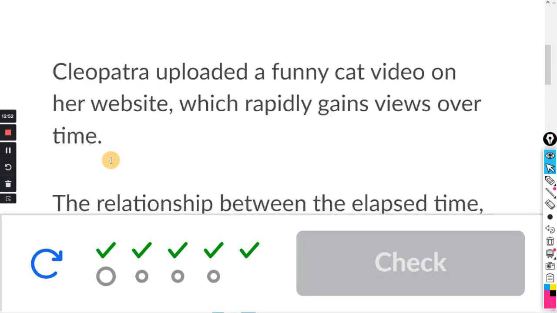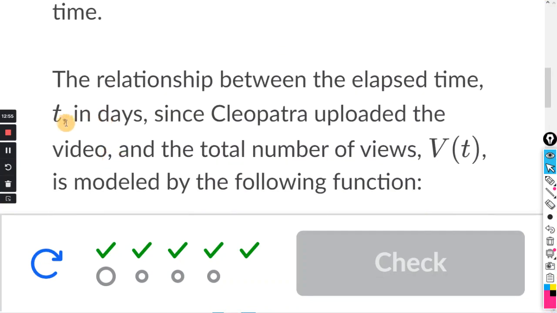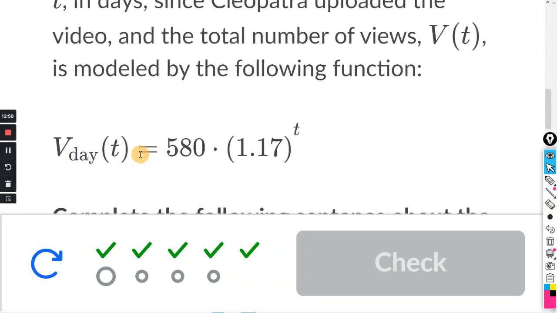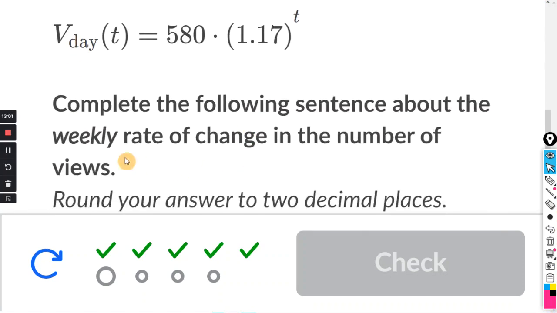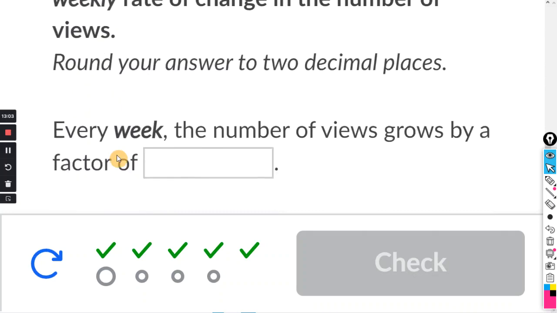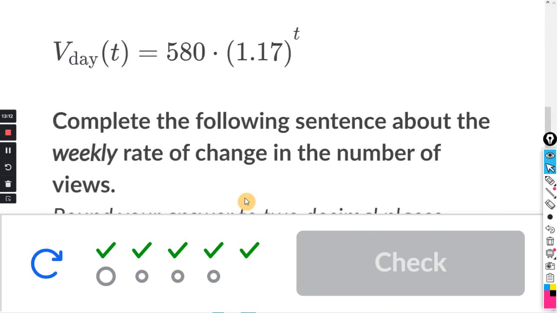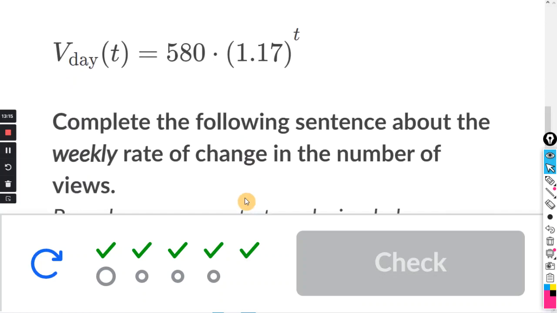All right, these write-ups are mostly unnecessary. Just skim it. T is in days. V is the number of views. Okay, complete the sentence about the weekly change. Round to 2 decimals. Every week, the number of views grows by a factor of. Factor of means multiple of, and we're looking at every week. Now in this equation, t is in days. And like we said before, 1 week is 7 days.